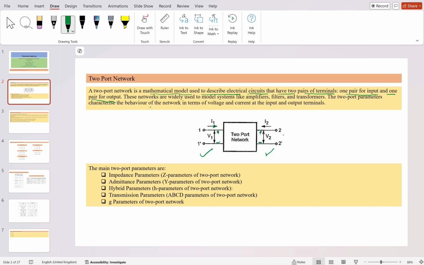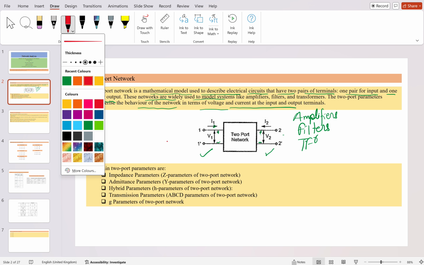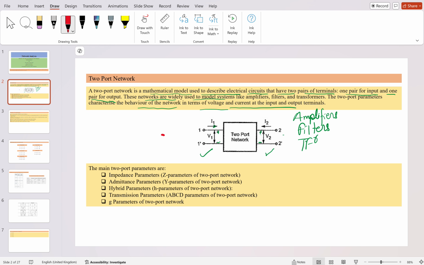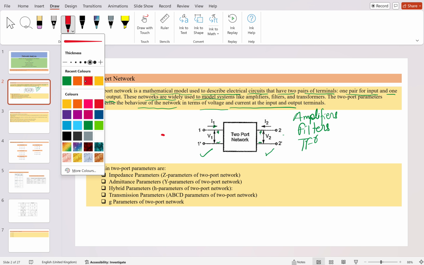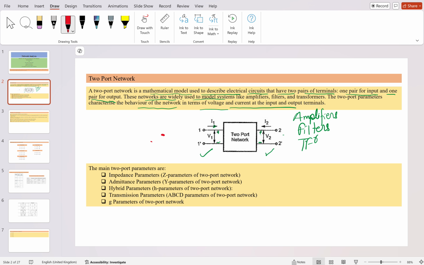Also, these networks are widely used to model systems like amplifiers, basically electronic circuits like amplifiers, filters, transformers. So the two-port parameters characterize the behavior of the network in terms of the voltage and current at the input and the output side. So we try to find out what is basically the relation between the input and output parameters based upon some characteristic behavior of the network.